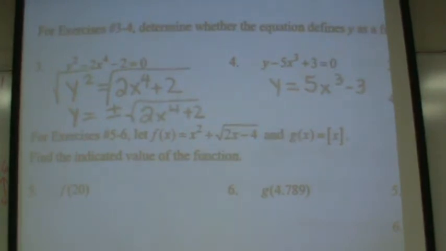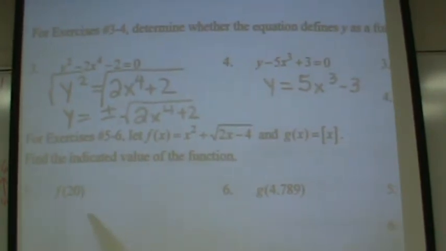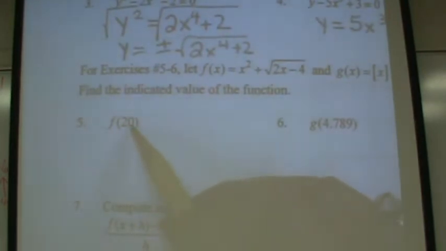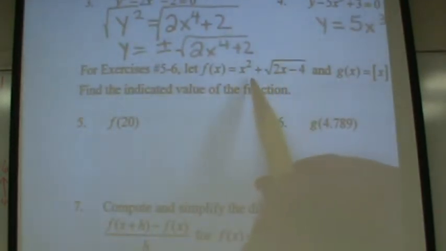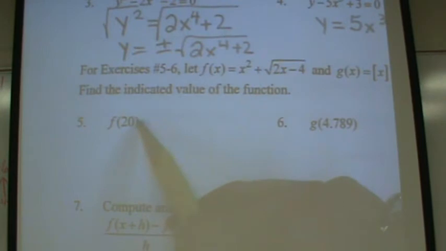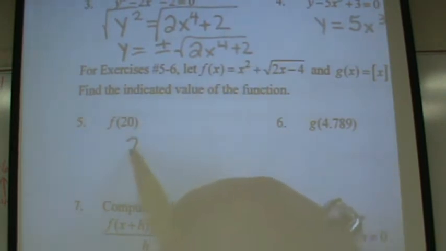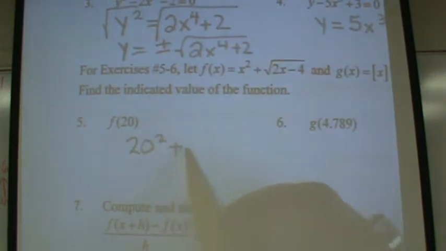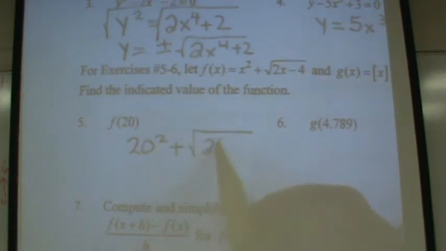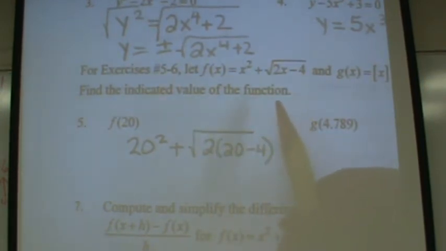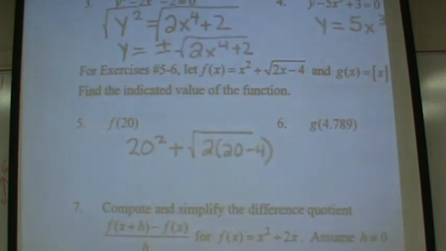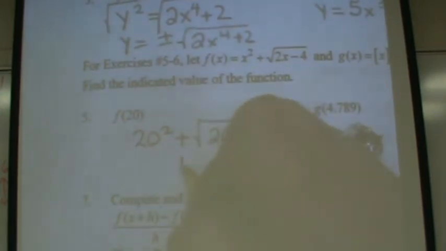Number 5, how do you evaluate a function? Oh, that's easy. You plug that number into whichever function it is. So here's f. You're going to take 20 and square it. And then you're going to add 2 times 20 minus 4. And what'd you get for an answer? Anybody? 406. 406? Yep.